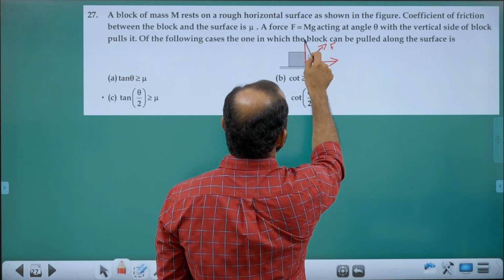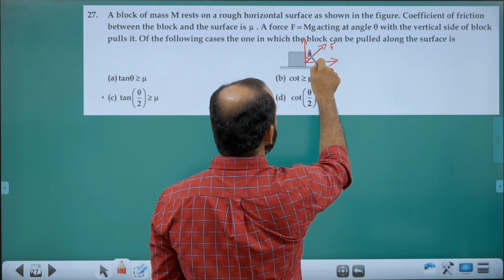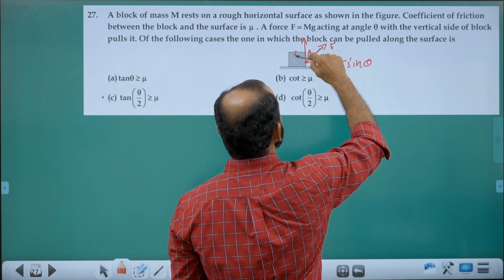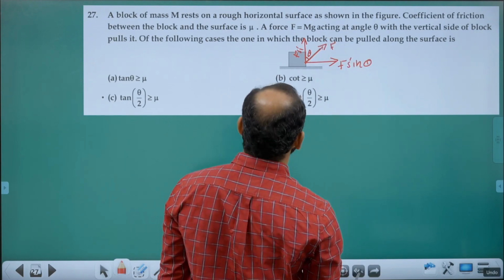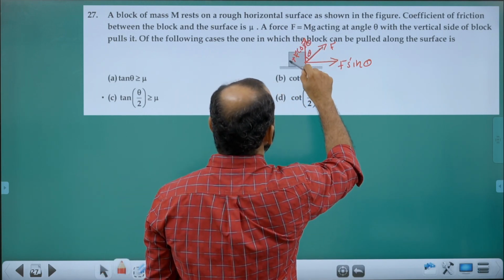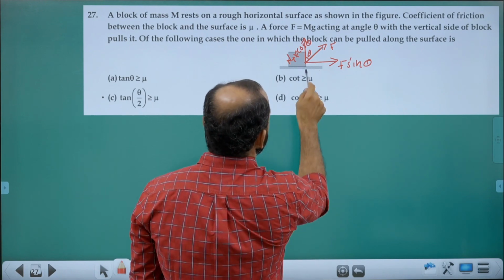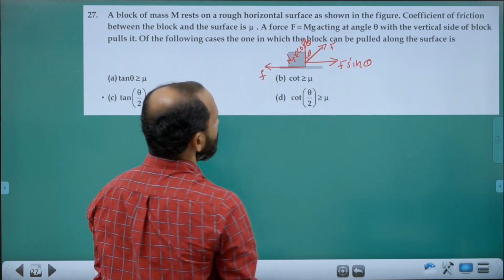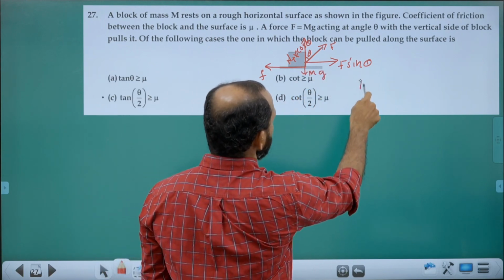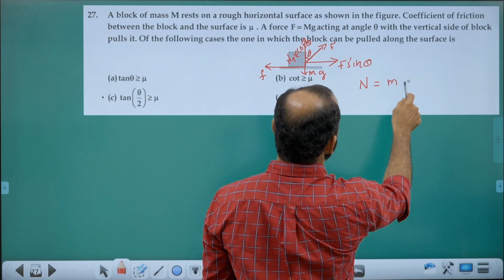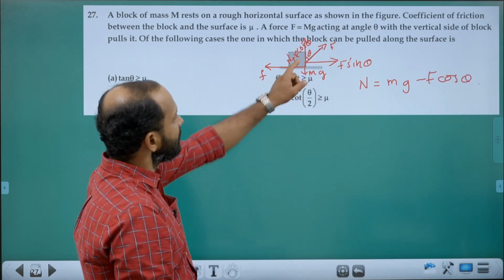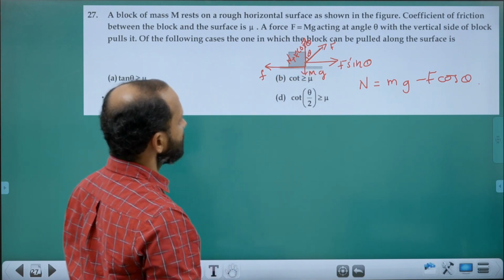Resolve that force into rectangular components, but here this vertical angle is theta. So this becomes F sine theta and this component becomes F cos theta. One more force is acting upward, that is the normal force. Now frictional force is acting backward. mg is downward vertically. So what is the normal force here? As it is a pulling force, the normal force is mg minus F cos theta, because the angle made is with the vertical.